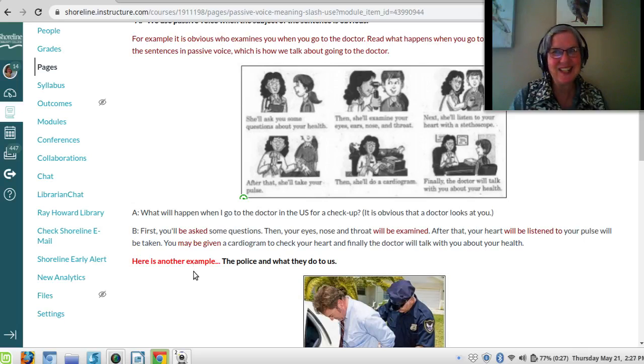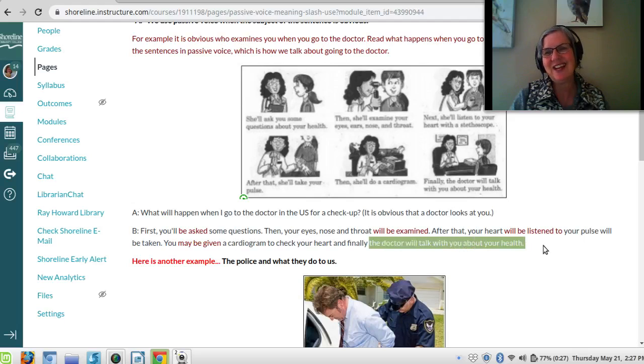So the doctor does all of these things. First, you will be asked some questions. Then your eyes, nose, and throat will be examined. After that, your heart will be listened to. Your pulse will be taken. You may be given a cardiogram to check your heart, and finally the doctor will talk to you about your health. So of course, this is active voice.